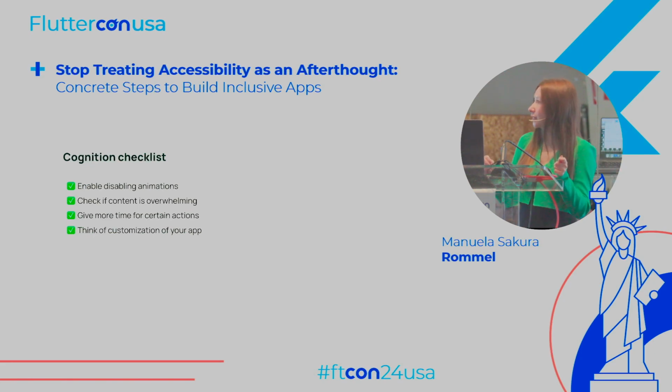Here is the cognition checklist that I've created. Maybe you can disable animations, check if content is overwhelming, and give more time for certain actions so that there's no pressure for the user. And also think of customizing your app.